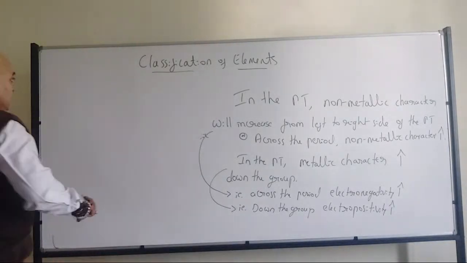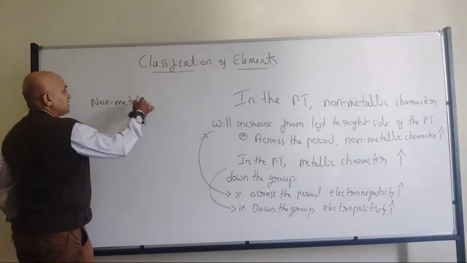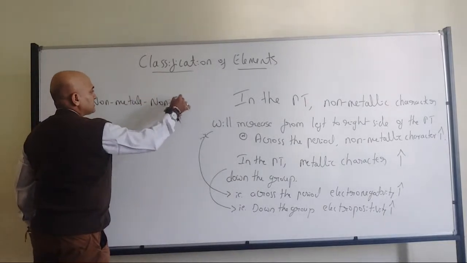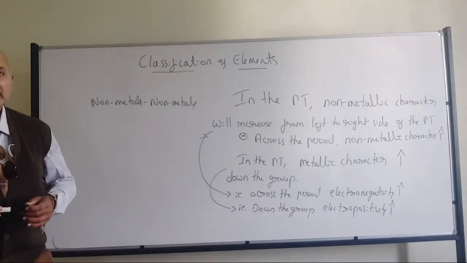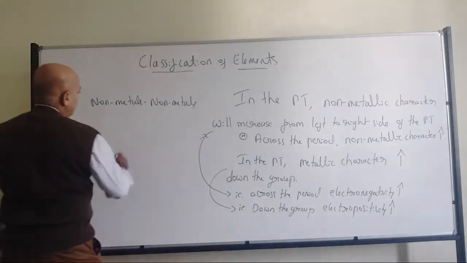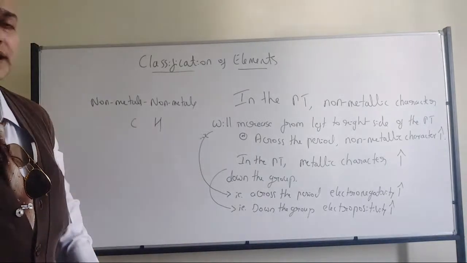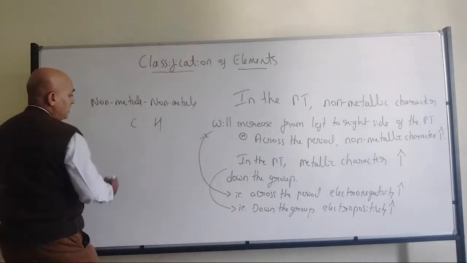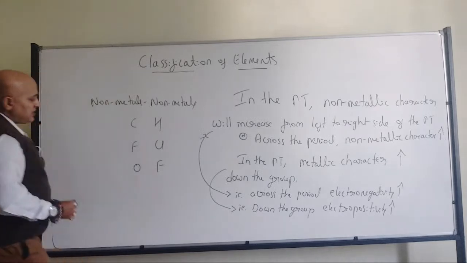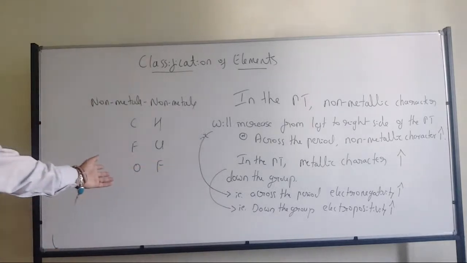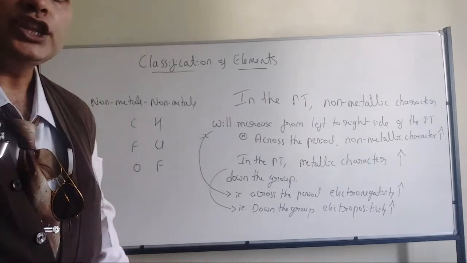Now, if I take non-metals with non-metals, okay? Fine? So non-metals are reacting with other non-metals. It can be carbon, hydrogen. Hydrogen can behave as electropositive also. Okay, carbon and hydrogen, or fluorine and chlorine, or oxygen and fluorine. So we have some compounds. I have taken some examples. All of them are non-metals.